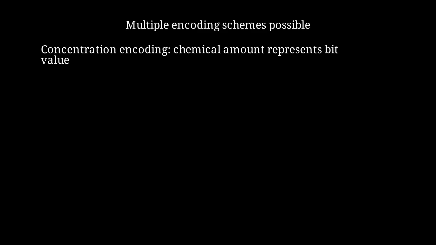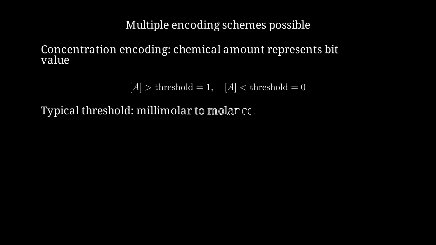How do we actually encode information in chemical droplets? There are multiple ways to encode information in chemical systems, each with advantages. Concentration encoding uses the amount of a chemical to represent information, like high concentration equals 1, low equals 0. If concentration of A exceeds a threshold, we call it 1. Below the threshold, we call it zero. Typical thresholds range from millimolar to molar concentrations, depending on the specific chemistry.